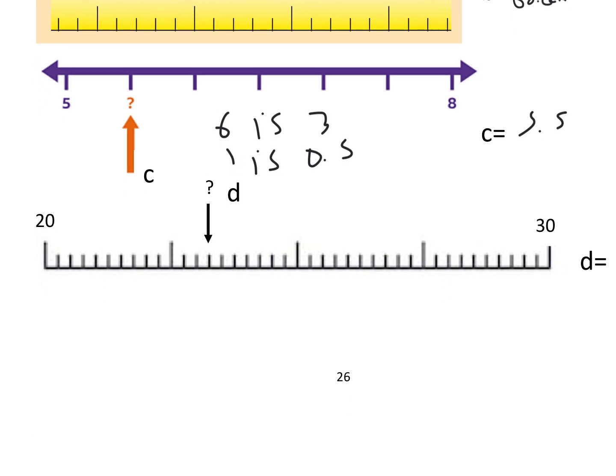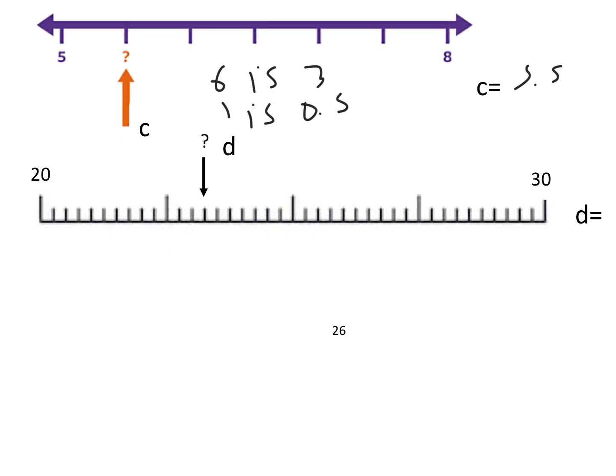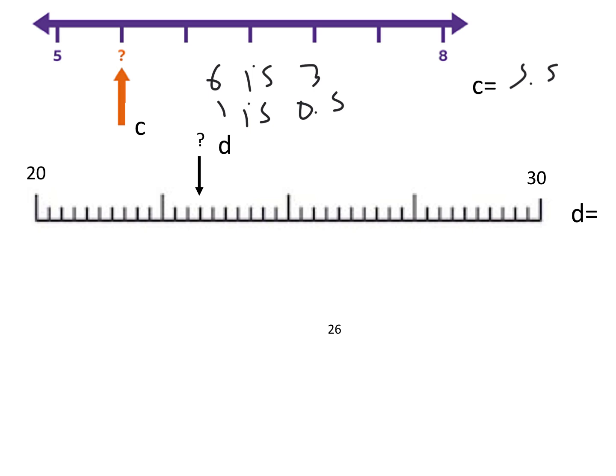And last one, I actually paused the video and started again on this one because I was overcomplicating it. You can use different strategies, so I'm going to change it up a little bit. You've got 20 to 30, and I've got these bigger notches. I know halfway between 20 and 30 would be 25. And then halfway between 20 and 25 is here. That would have to be 22.5.